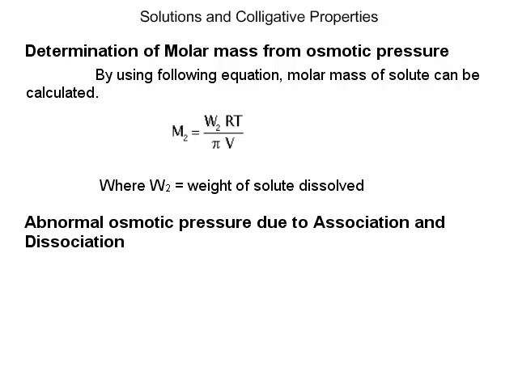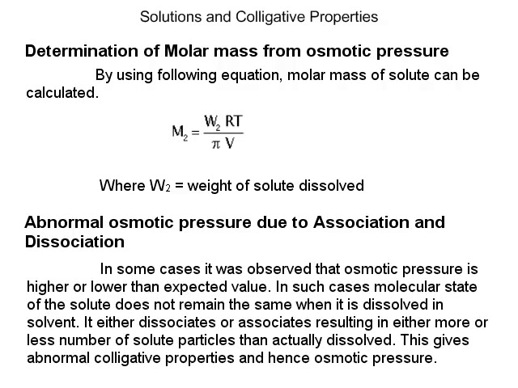Abnormal osmotic pressure due to association and dissociation. In some cases, it was observed that osmotic pressure is higher or lower than expected value. In such cases, molecular state of the solute does not remain the same when it is dissolved in a solvent. It either dissociates or associates, resulting in either more or less number of solute particles than actually dissolved. This gives abnormal colligative properties and hence abnormal osmotic pressure.